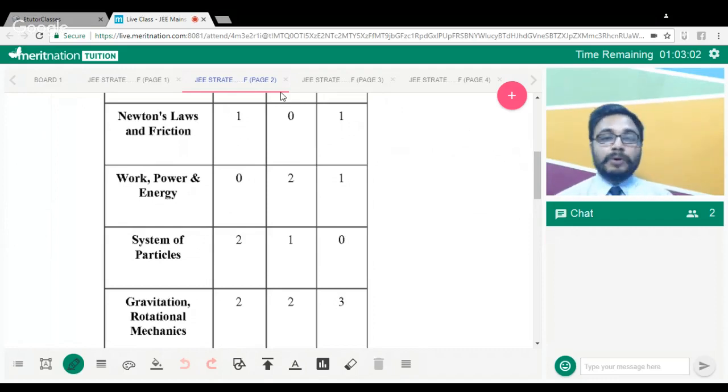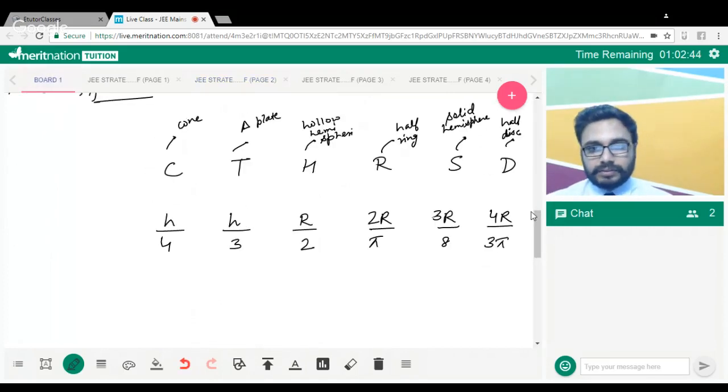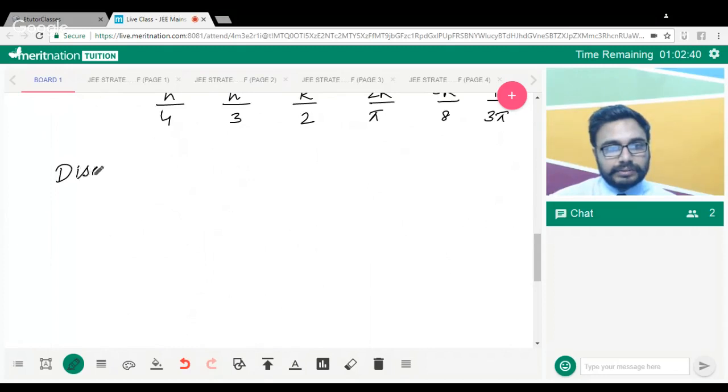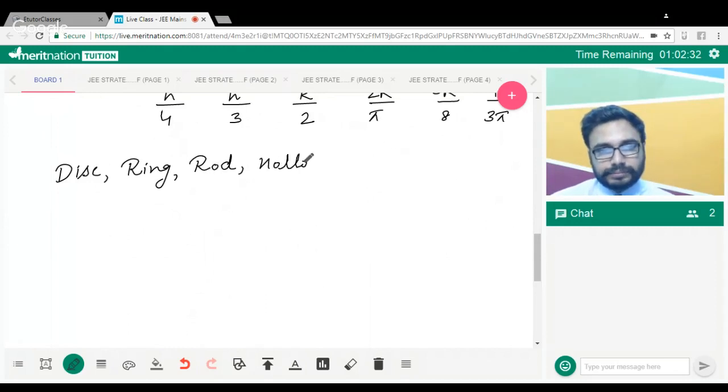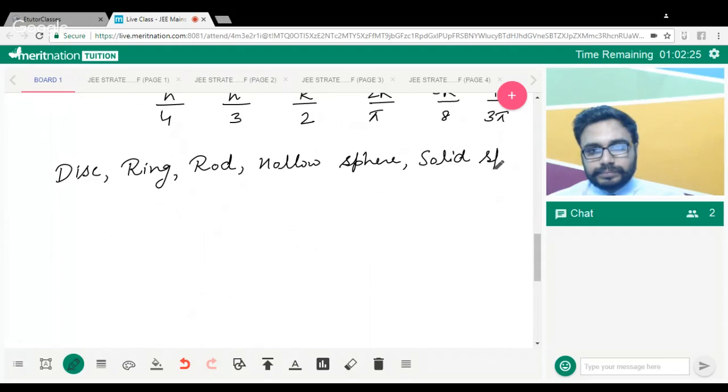In rotational mechanics, moment of inertia is the main thing. You should know the moment of inertia of a ring, of a disk, which are very basic. Of a solid sphere, of a hollow sphere. So these are very much important. Of a rod, moment of inertia of disk, ring, rod, hollow sphere, and solid sphere. So these are very important figures that you should know. The moment of inertia of these things you should know. And then we just relate everything with the moment of inertia. 90% of the things in rotational mechanics are related to moment of inertia.